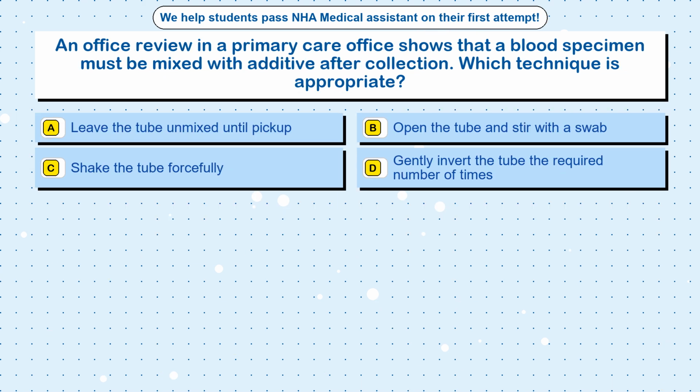Question 64. An office review in a primary care office shows that a blood specimen must be mixed with additive after collection. Which technique is appropriate? Option A, leave the tube unmixed until pickup. Option B, open the tube and stir with a swab. Option C, shake the tube forcefully. Option D, gently invert the tube the required number of times.